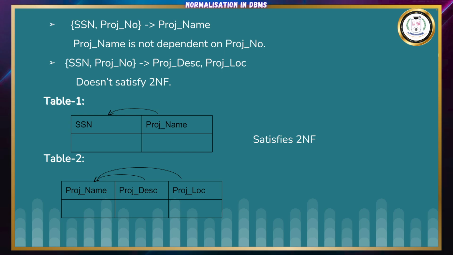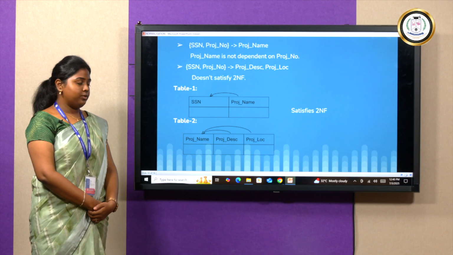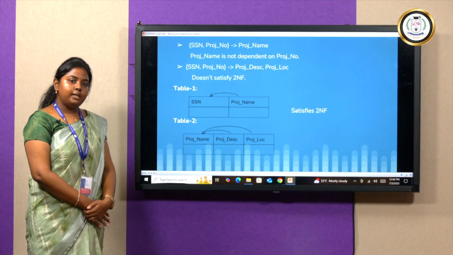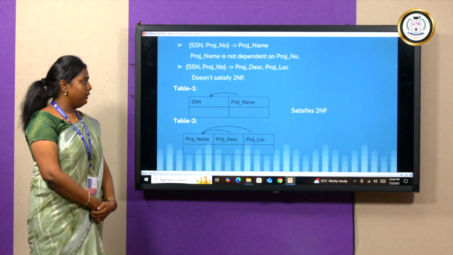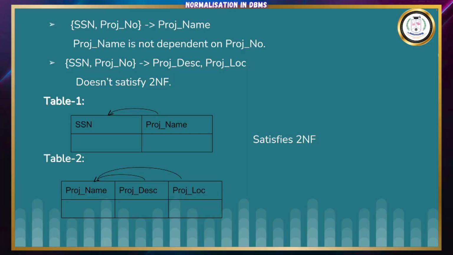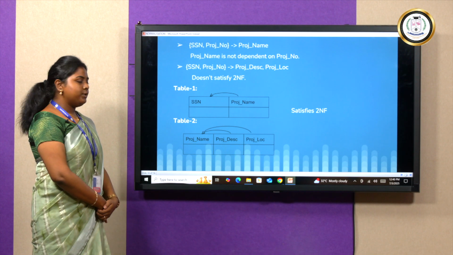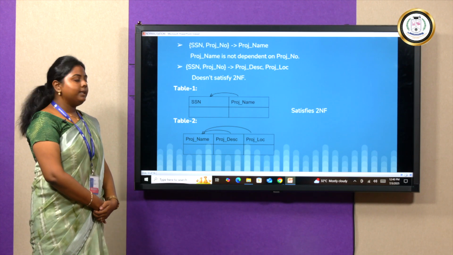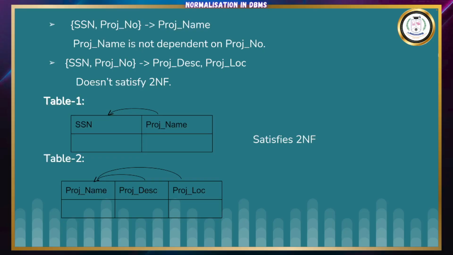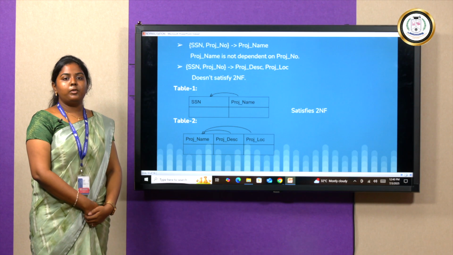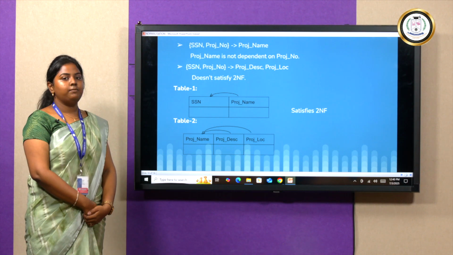In the first table, we have just split off the second functional dependency, that is, project name is only dependent on SSN. It is not dependent on any other columns. In table 2, we have split the table according to project location, project description, and project name. Here the primary key is project name, so the non-key attributes are project description and project location, which are dependent only on project name. In this way the second normal form is satisfied, and we obtain the optimal solution for second normal form.